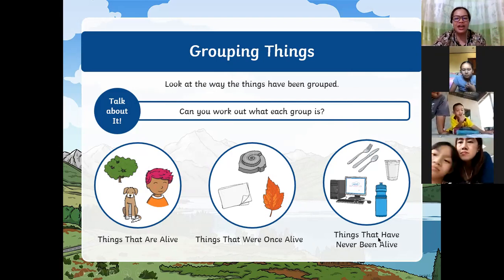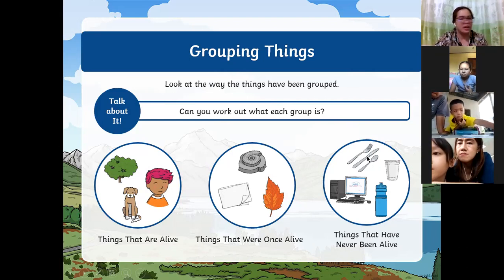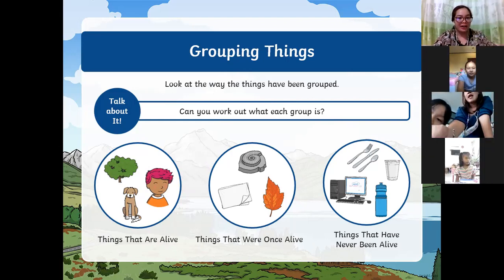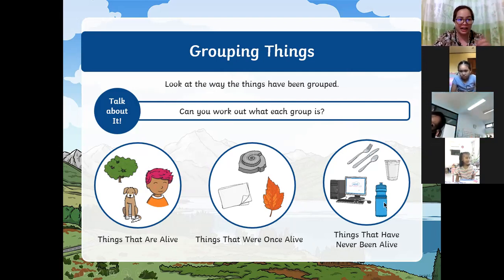Okay, so things that have never been alive, like the spoon, fork, and knife, don't have a life even before. Because these are material things. This one, the computer, doesn't have a life even before. The water bottle doesn't have a life even before. While the glass also doesn't have a life even before.